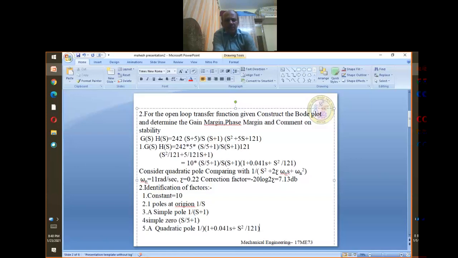Let us say s/5 + 1. Here it is in the form 1 + ts, T = 1/5. So get the corner frequency of this: ω_c = 1/T, which is 5. Similarly for the others, 1 and 11. In that order I have arranged them in ascending order.